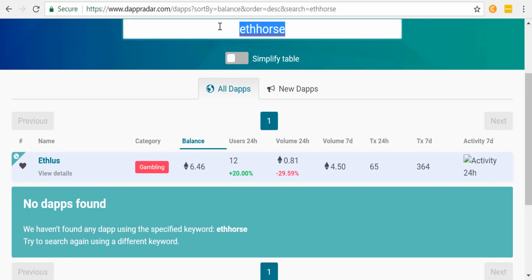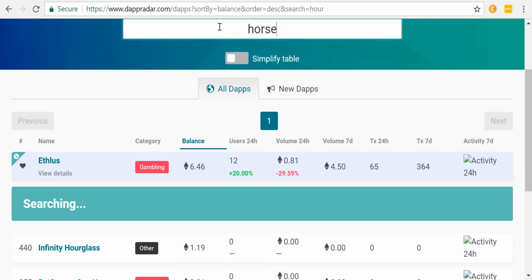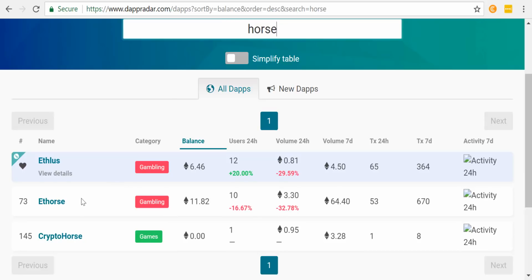Nope, no, see. Let's see if I can search. Yeah, here it is. ETHHorse at 73. So ETHHorse has a whopping 11 in the volume.